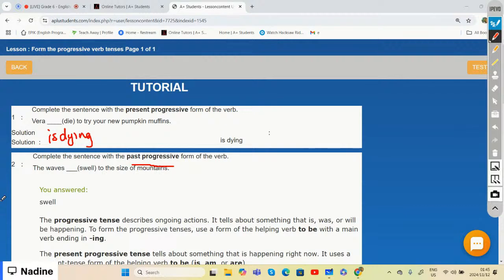All right, and if we were to choose the correct option, we will say the waves was swelling to the size of the mountain. So the waves were. So we actually say the waves were swelling to the size of the mountains.